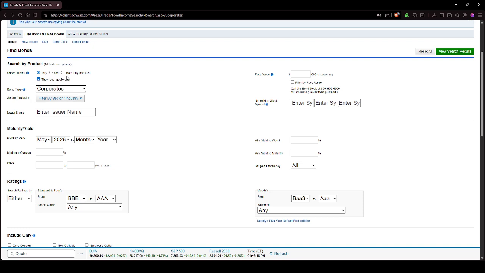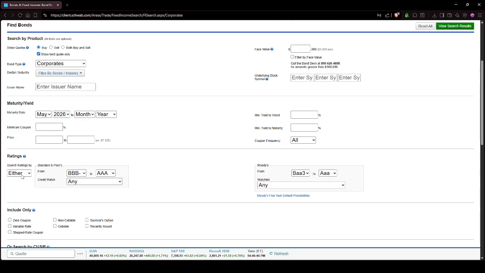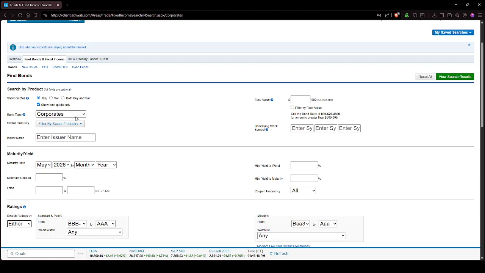When you find a bond you are interested in, click on it to review the details. This will include the bond's yield, price, and other relevant information. Make sure to read through the bond's offering terms carefully. If you are satisfied with your choice, you can proceed to purchase the bond by entering the desired quantity and following the prompts to finalize the transaction.